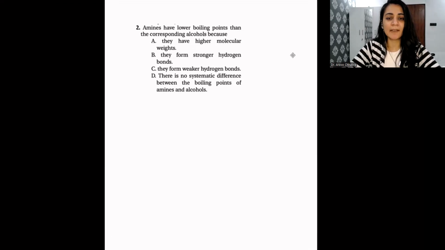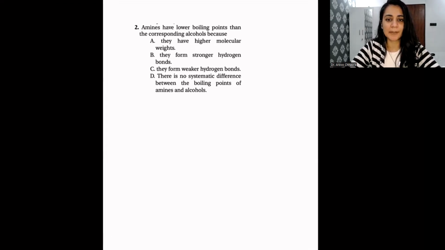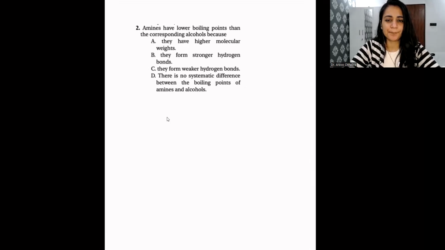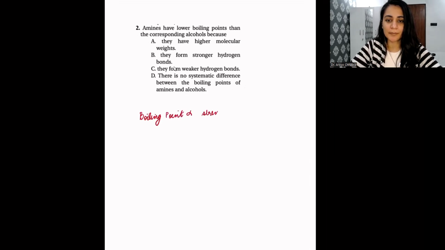Okay, amines have lower boiling points than corresponding alcohols because they have higher molecular weights. Okay, they form stronger hydrogen bonds. If they were to form stronger hydrogen bonds, then they would have a higher boiling point, right? Because boiling point is a function of the strength of the intermolecular forces. Boiling point is directly proportional to the strength of intermolecular forces.